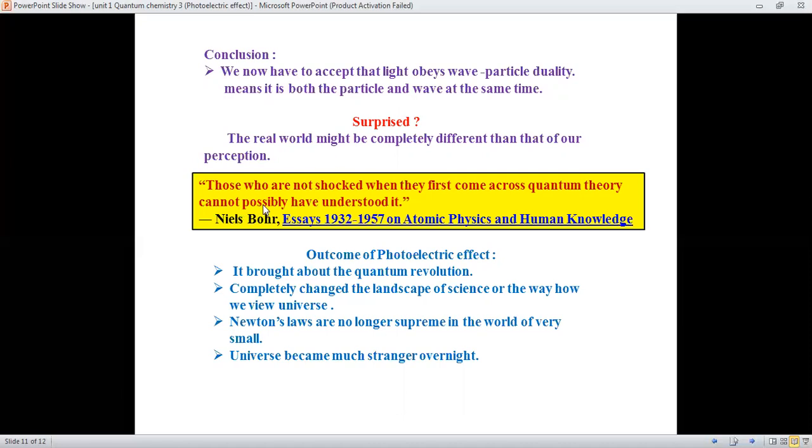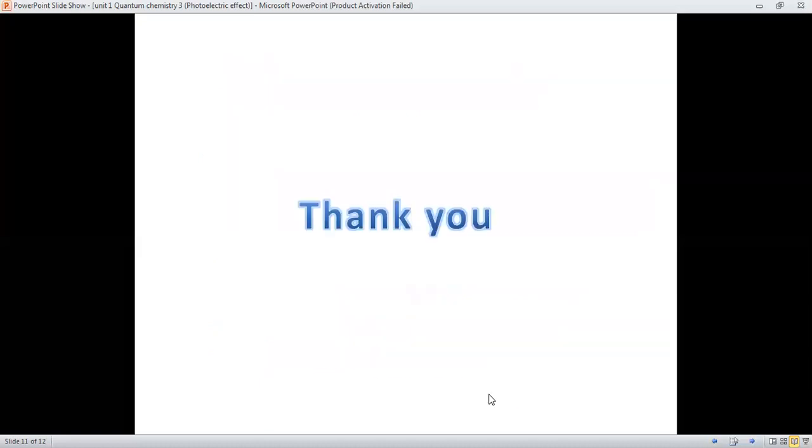And here is the famous quote from Niels Bohr, who gave us the atomic structure, the famous scientist: "Those who are not shocked when they first come across quantum theory cannot possibly have understood it." So this is how that theory shocked all of us. And what is the outcome of the photoelectric effect? It brought about the quantum revolution. It completely changed the landscape of science, or the way we view our universe. Newton's laws are no longer supreme in the world of the very small, and the universe became much stranger overnight. So that's all for here, and thank you.